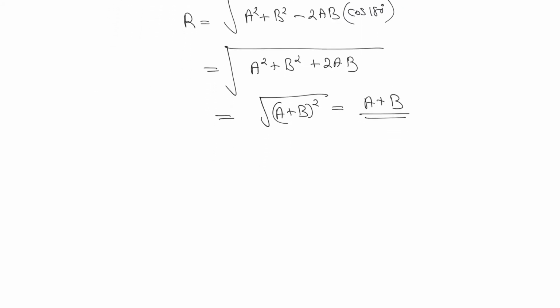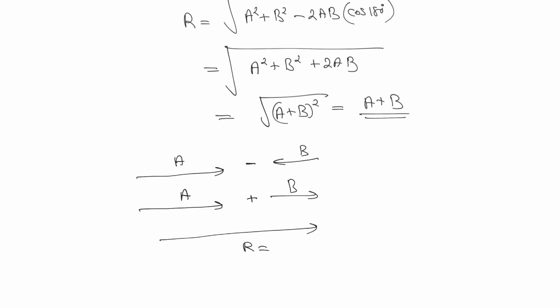So you can observe the physical meaning of this. We have A vector and B vector in opposite directions. That's why the angle between them is 180 degrees. But our aim is to find A vector minus B vector, which can be written as A vector plus minus of B vector. We are adding it in the opposite direction. So we'll get a resultant vector which has a magnitude equal to A plus B.